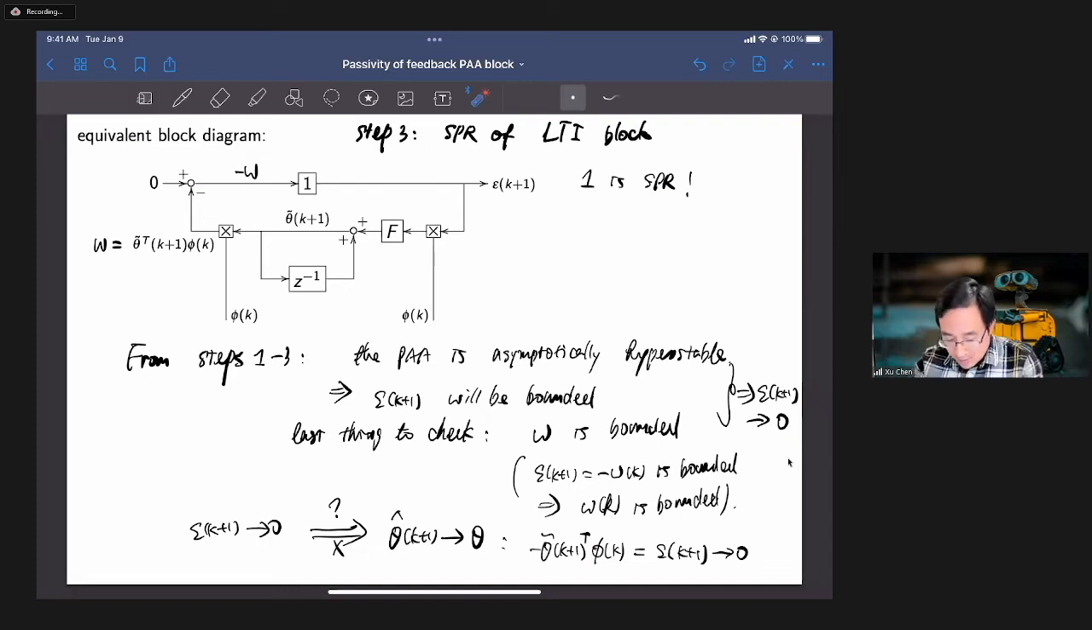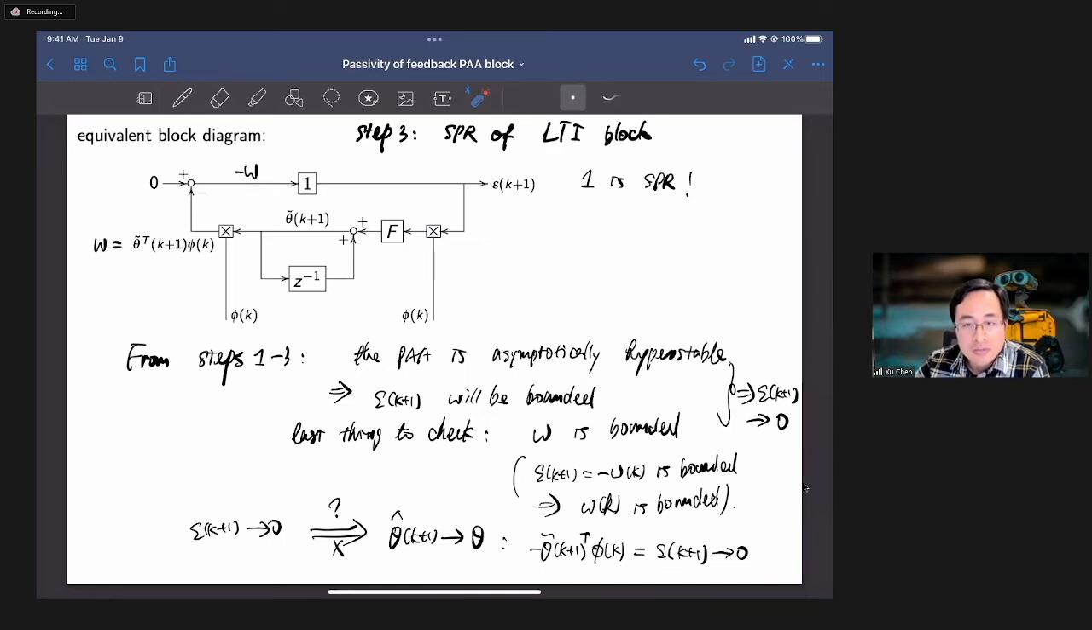So that is the recipe of PAA stability analysis. We will use this recipe again over the next few lectures to talk about the general case when this LTI block is no longer 1. It's not as simple as this. It can be other transfer functions. We'll talk about those general cases next time.